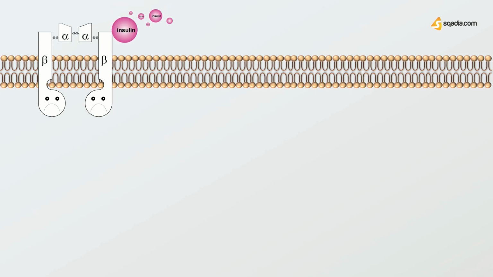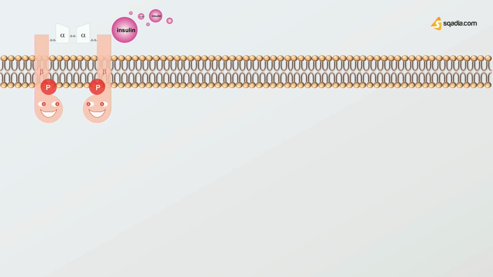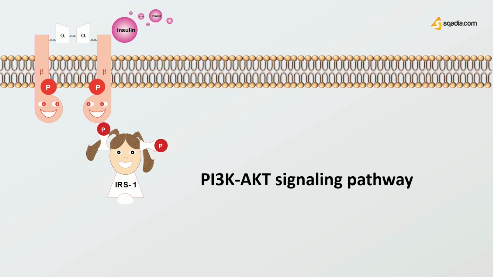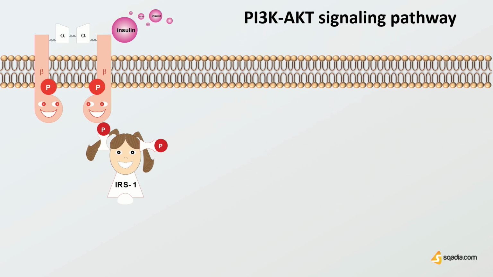When insulin binds to its receptors, the insulin receptor is activated by autophosphorylation of tyrosine residues, which attract IRS1, that is, insulin receptor substrate 1. This stimulates two signaling pathways: the PI3K-AKT pathway, that is the phosphoinositide 3 kinase pathway, and the RAS signaling pathway. Firstly, let's discuss the protein kinase pathway.